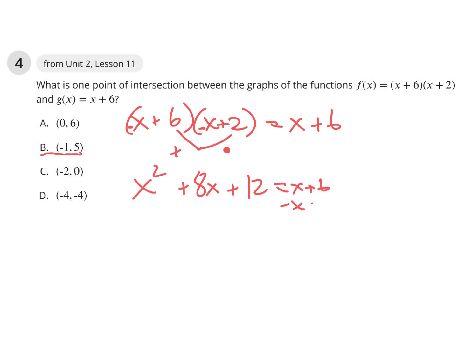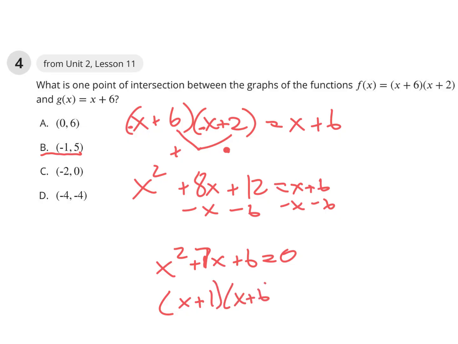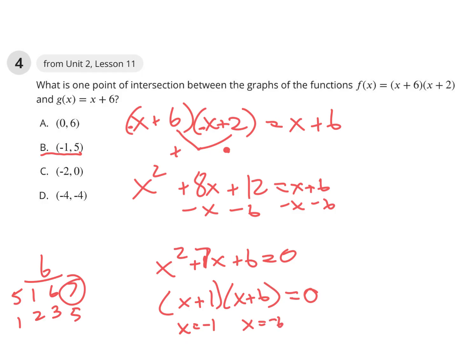Subtract x, subtract 6. We get x squared plus 7x plus 6 is equal to 0. We get x plus 1 and x plus 6 equal to 0. Now, how do I know that? I take the factors. What numbers multiply to make 6? I add them, I subtract them, and the one that gives us 7 is 6 and 1. So when I change my sign, I get x equals -1. I get x equals -6.